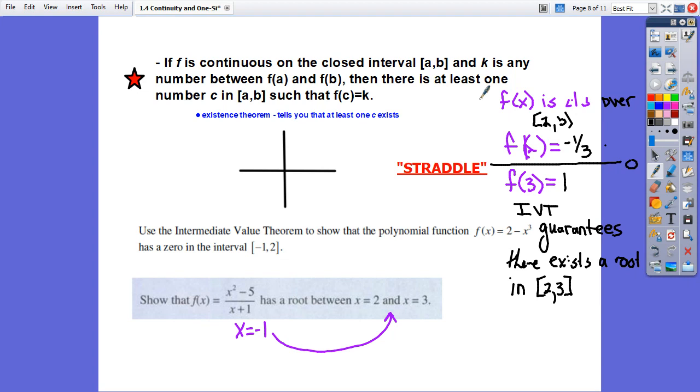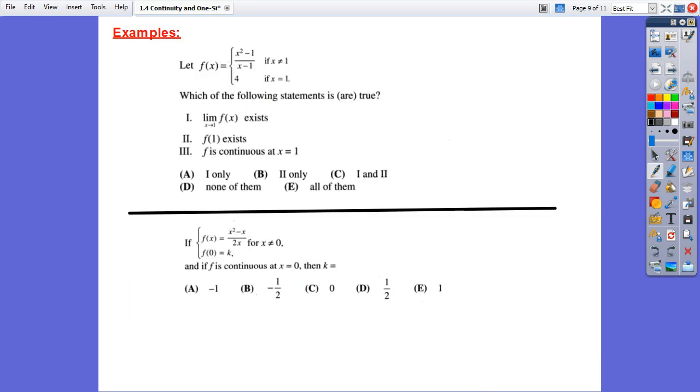So number 1, get the continuity established. Number 2, show the straddle, or figure out if there's a straddle. And number 3, if those two things are true, then we can go ahead and state our IVT. And that's how you would prove IVTs. Now what we're going to do is look at some examples. You can pause and work through them yourself. I'm going to go as quickly as I can and go through these examples as best we can.